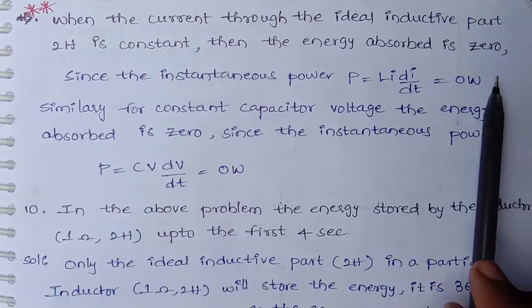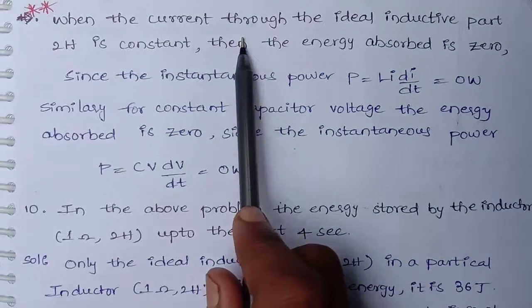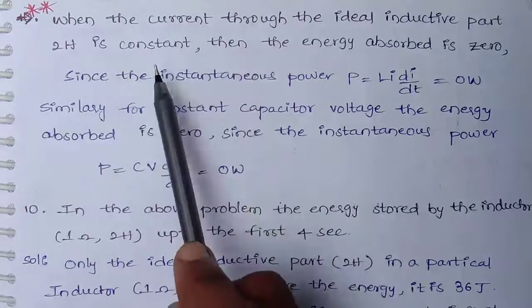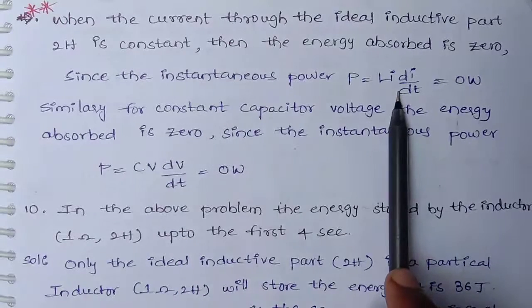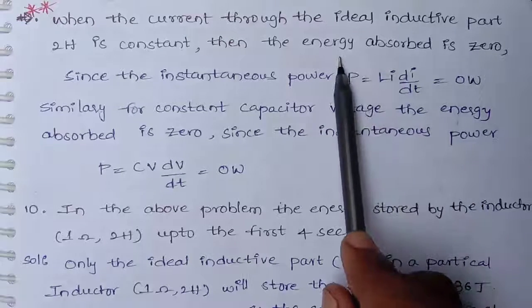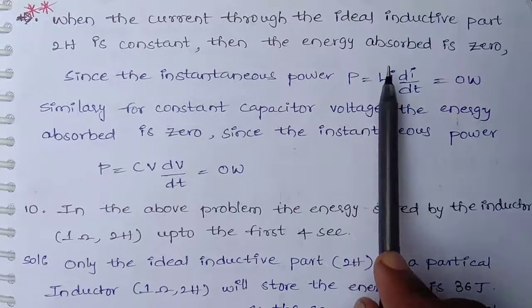Whenever you are supplying a constant current through an ideal inductive part, the instantaneous power will become 0. Hence, the energy absorbed by that ideal inductive part will become 0. I hope you have understood this key point.